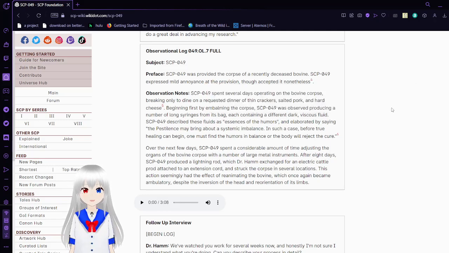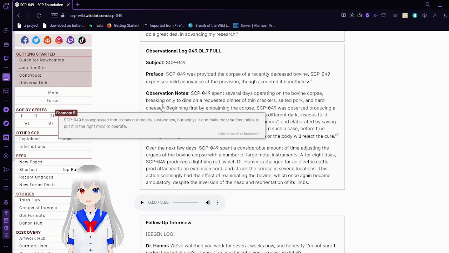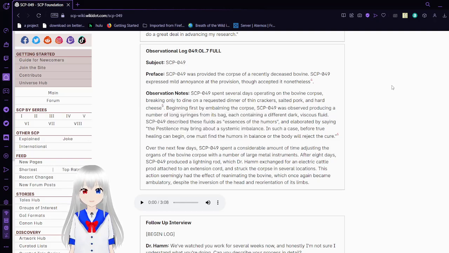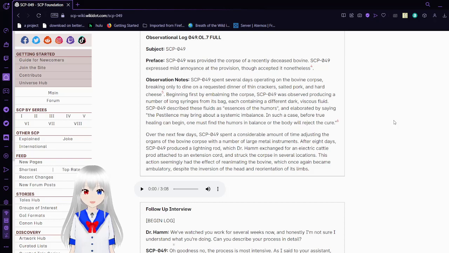Observation notes: SCP-49 spent several days operating on the bovine corpse, breaking in only to dine on a requested dinner of thin crackers, solid pork, and hard cheese. SCP-49 has expressed that it does not require sustenance, but enjoys it and feels that the food helps to put it in the right mind to operate. Beginning first by embalming the corpse, SCP-49 was observed producing a number of long syringes from its bag, each containing a different dark viscous fluid.